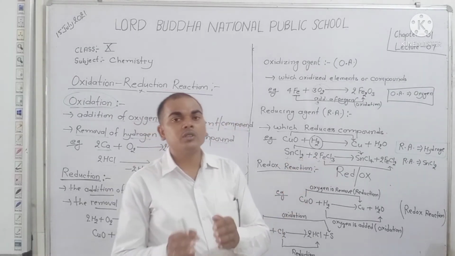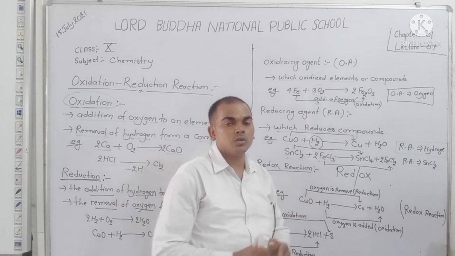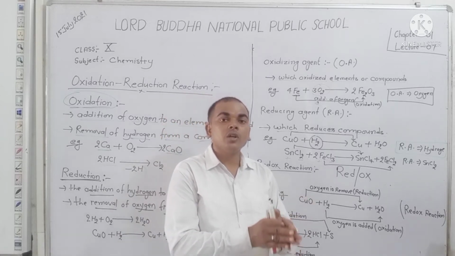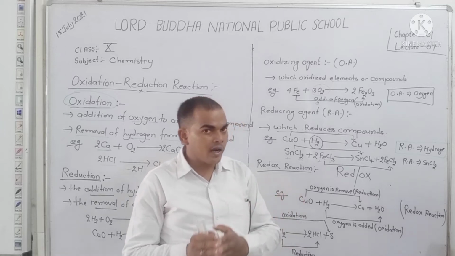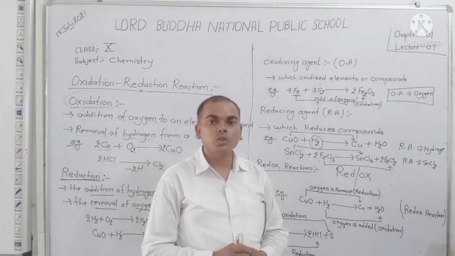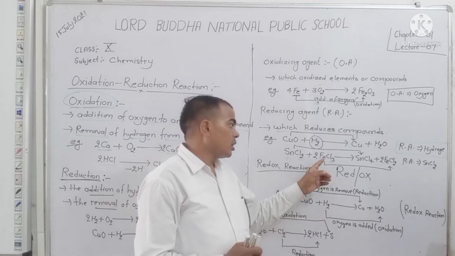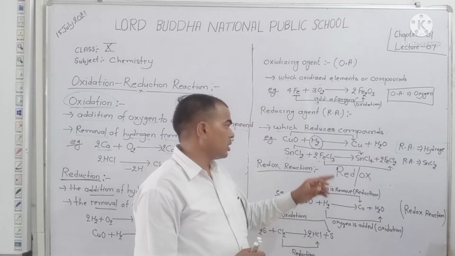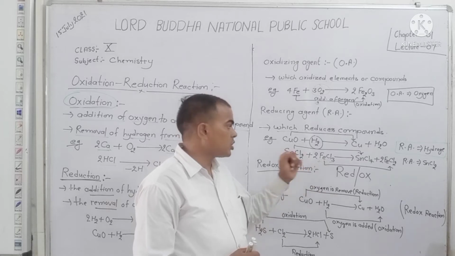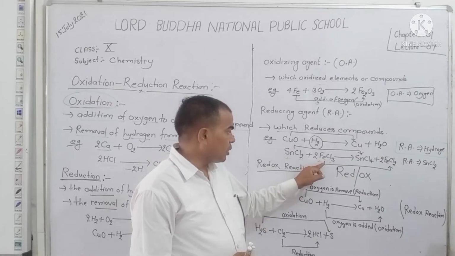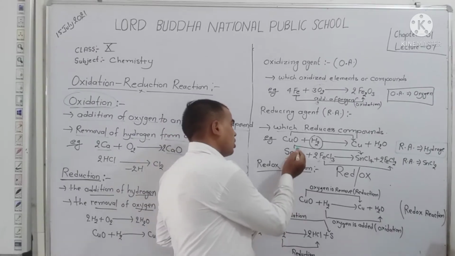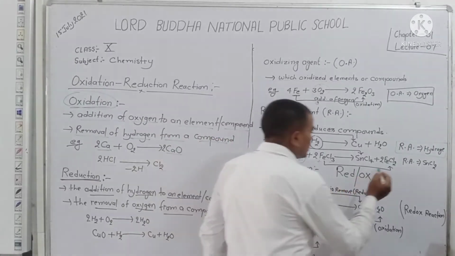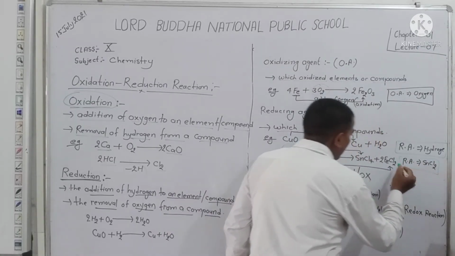A reaction in which negative ions are lost is known as reduction reaction. The reaction in which negative ions are added is known as oxidation reaction. But here negative ions are removed. So this is a reduction. The reduction takes place due to presence of SnCl2. So SnCl2 is a reducing agent.